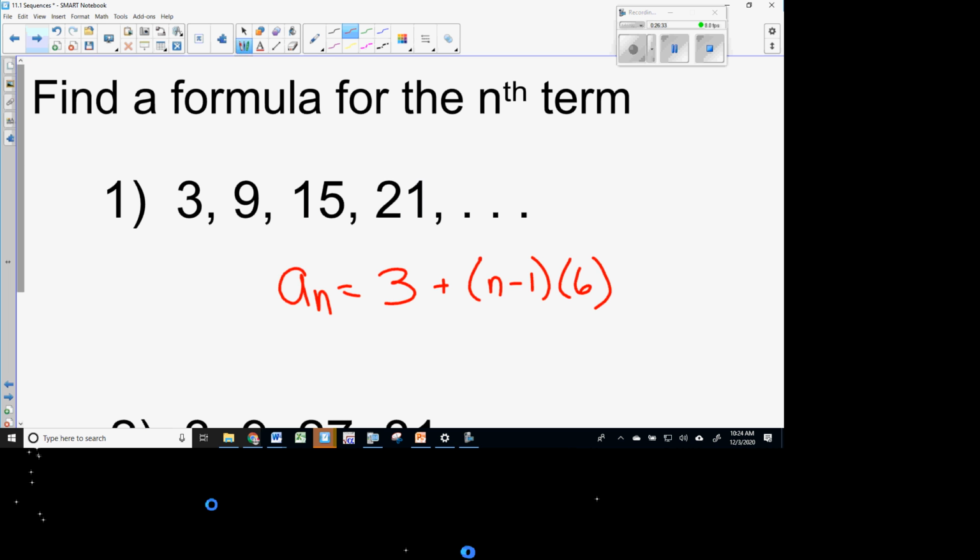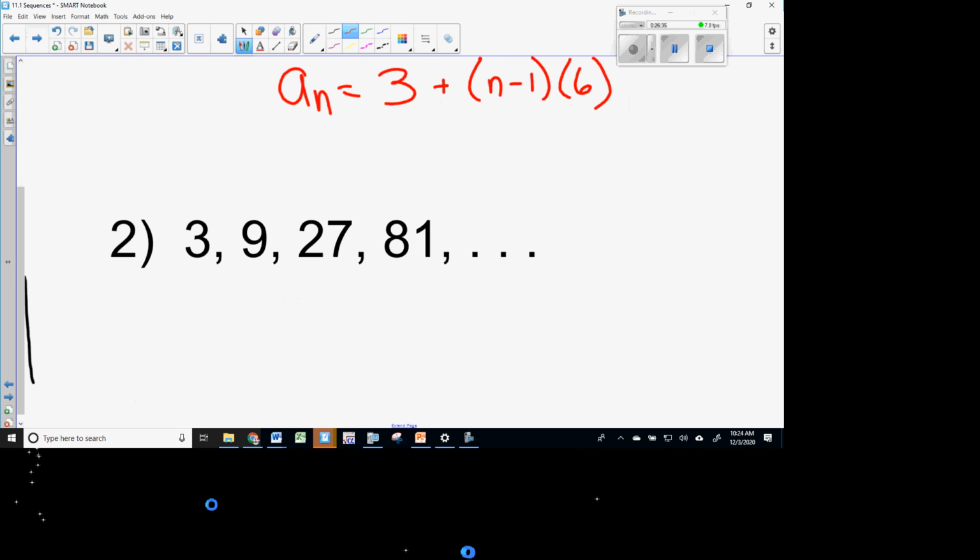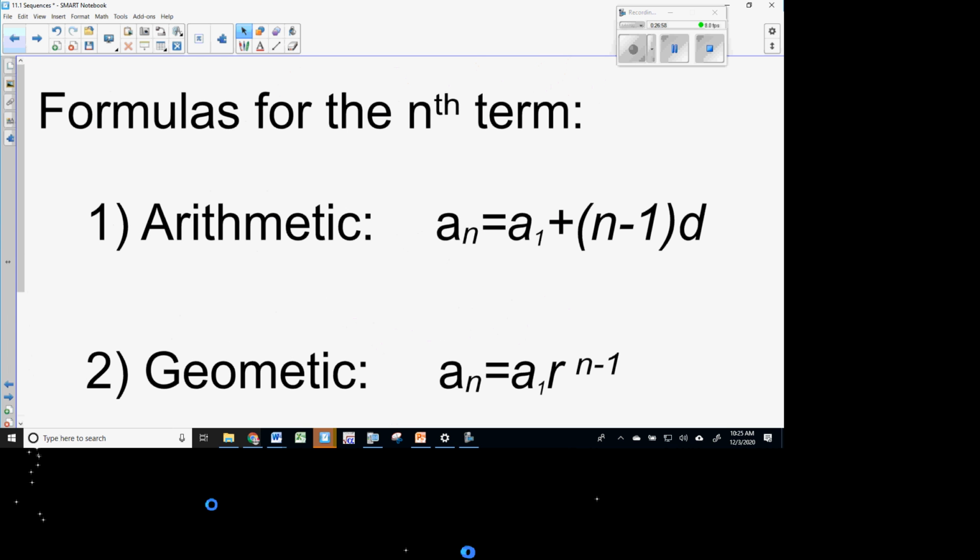For the second one, same thing. A sub n is 3 times 3. And now we just have a formula for that term. So we're using that same formula. If a sequence is arithmetic or geometric, there is your formula. Piece of cake.